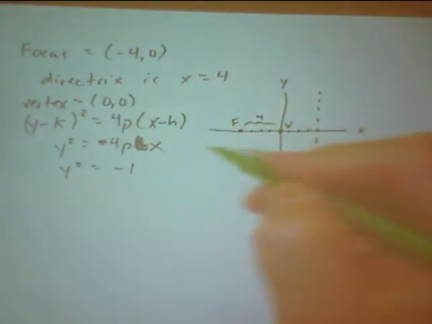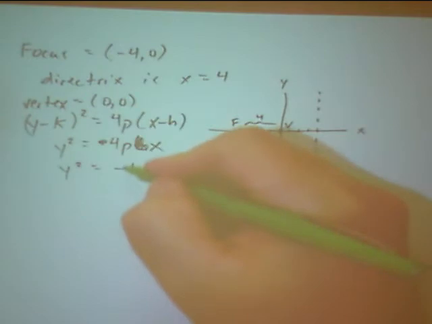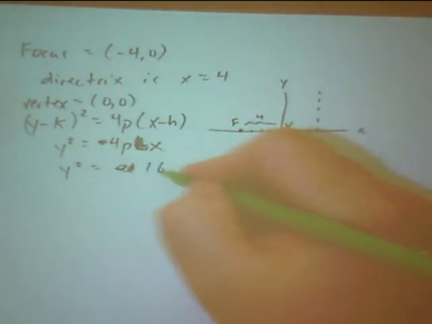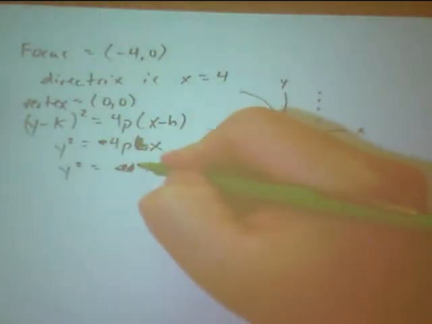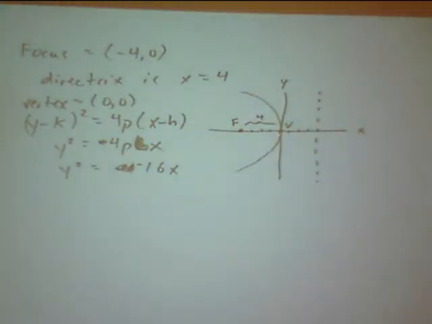So now, since p is 4, y² = 16x. But now let's check the sign. If I were to sketch this in, it'd be something like this. You know what? I know it's got to be negative.